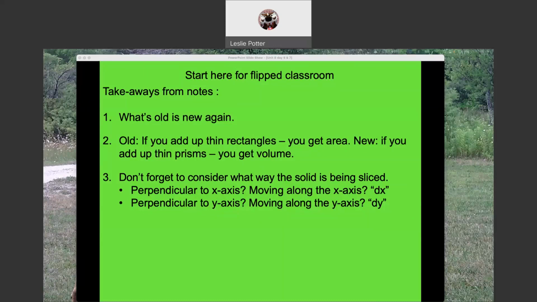So I have a card I'll put up on the board that kind of details this, but the idea of volumes by cross section is it's kind of bringing up an old concept. So I'm starting out the takeaway saying what's old is new again. The old thing is that if you add up thin rectangles, you get area, right? That area with that accumulation, so to speak, was the limit of those rectangles as they get skinnier and skinnier, and as we increase the number of rectangles to infinity. The new is if you add up thin prisms, you get volume.